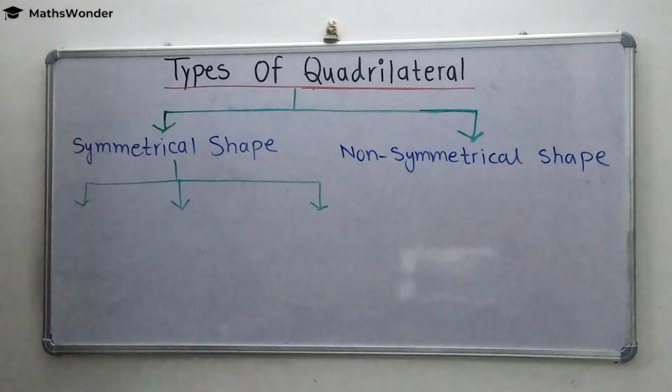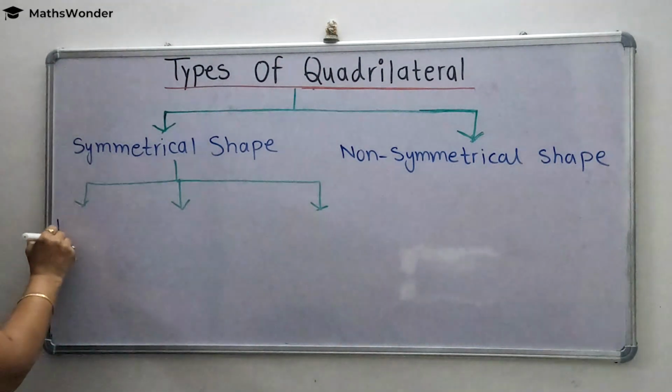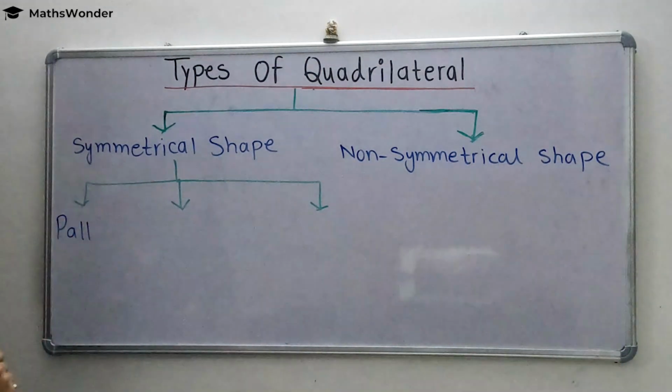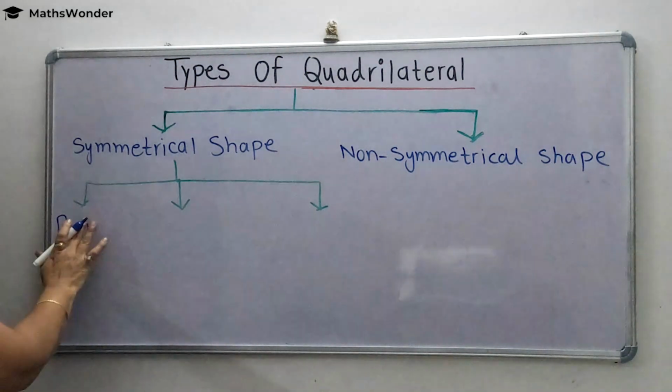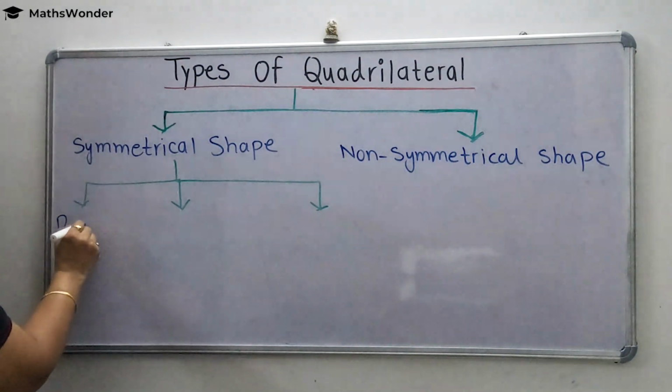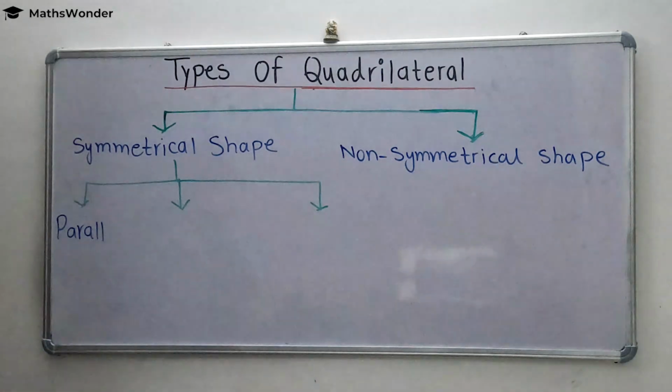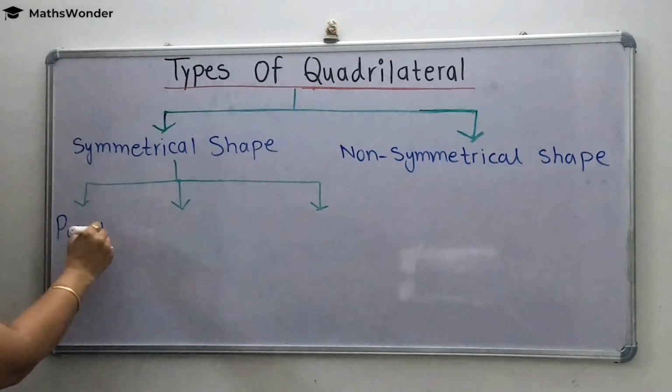What are the 3 categories? Parallelogram. Do you know parallelogram? Yeah, those are easy. I already learned that a long time ago. Okay.